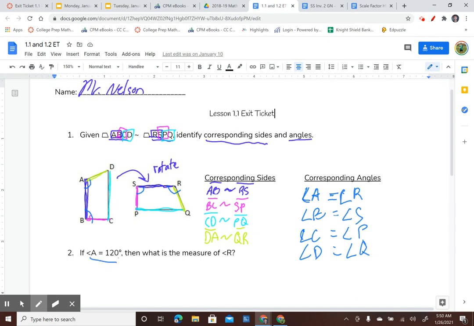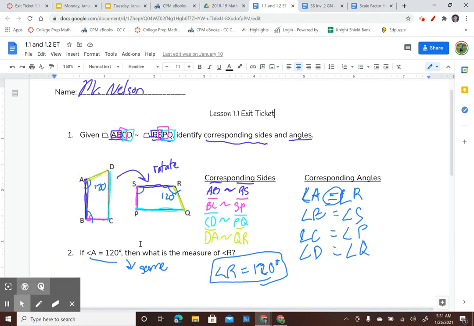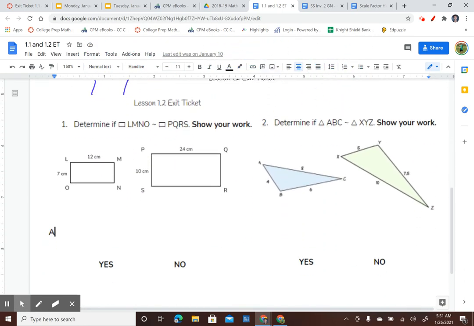And the question asks, if angle A is 120 degrees, then what is the measure of angle R? So remember, we said that angle A is equal to angle R. So if they're equal, then that means it's going to have the same measure. So if angle A is 120, then angle R is also going to be 120 degrees. And if we look at our picture, that makes sense, right? If this was 120, angle R looks the exact same because it is. It's also going to be 120. All right, let's move on to 1.2.